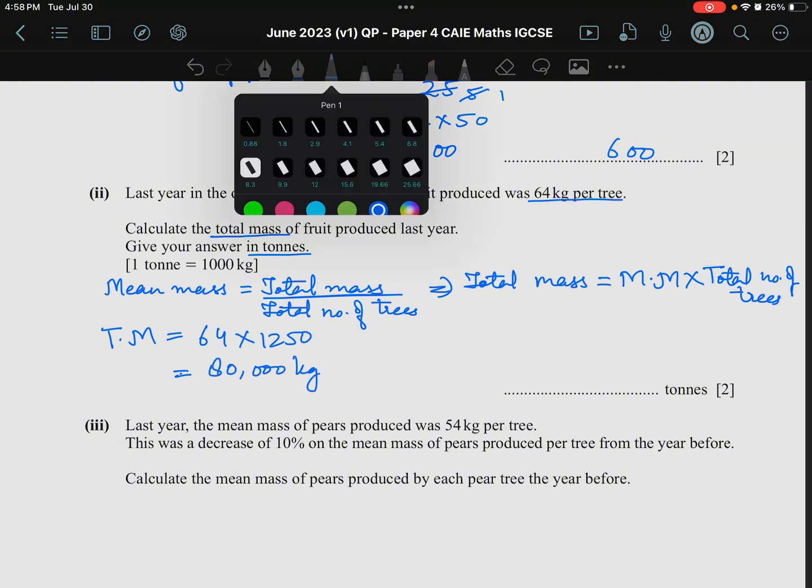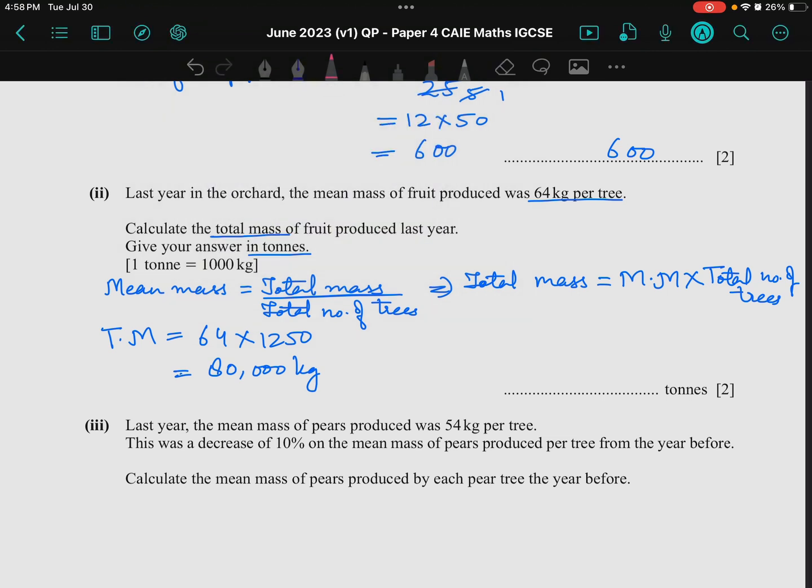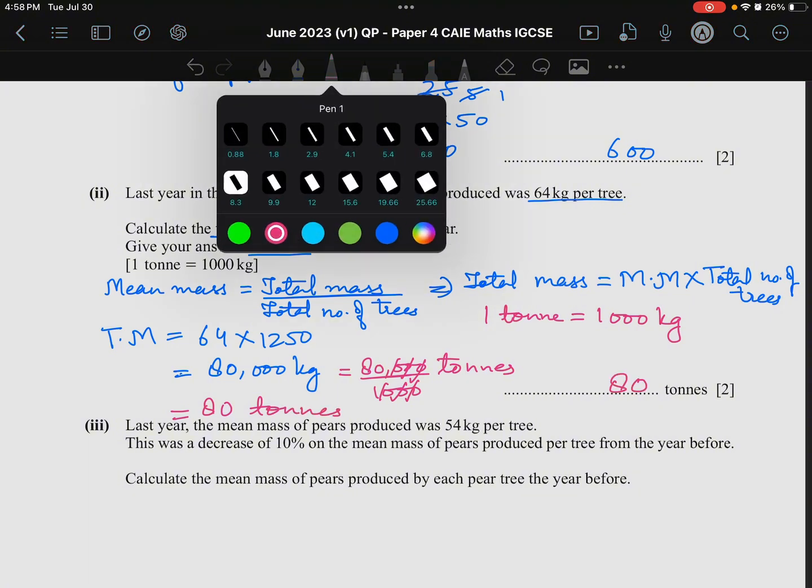So total mass is equal to 80,000 kgs. Now since you have to give this answer in tons, we know 1 ton is equal to 1000 kg. So we will divide 80,000 divided by 1000 to change it into tons. So cancel out. So your answer is 80 tons. Answer.